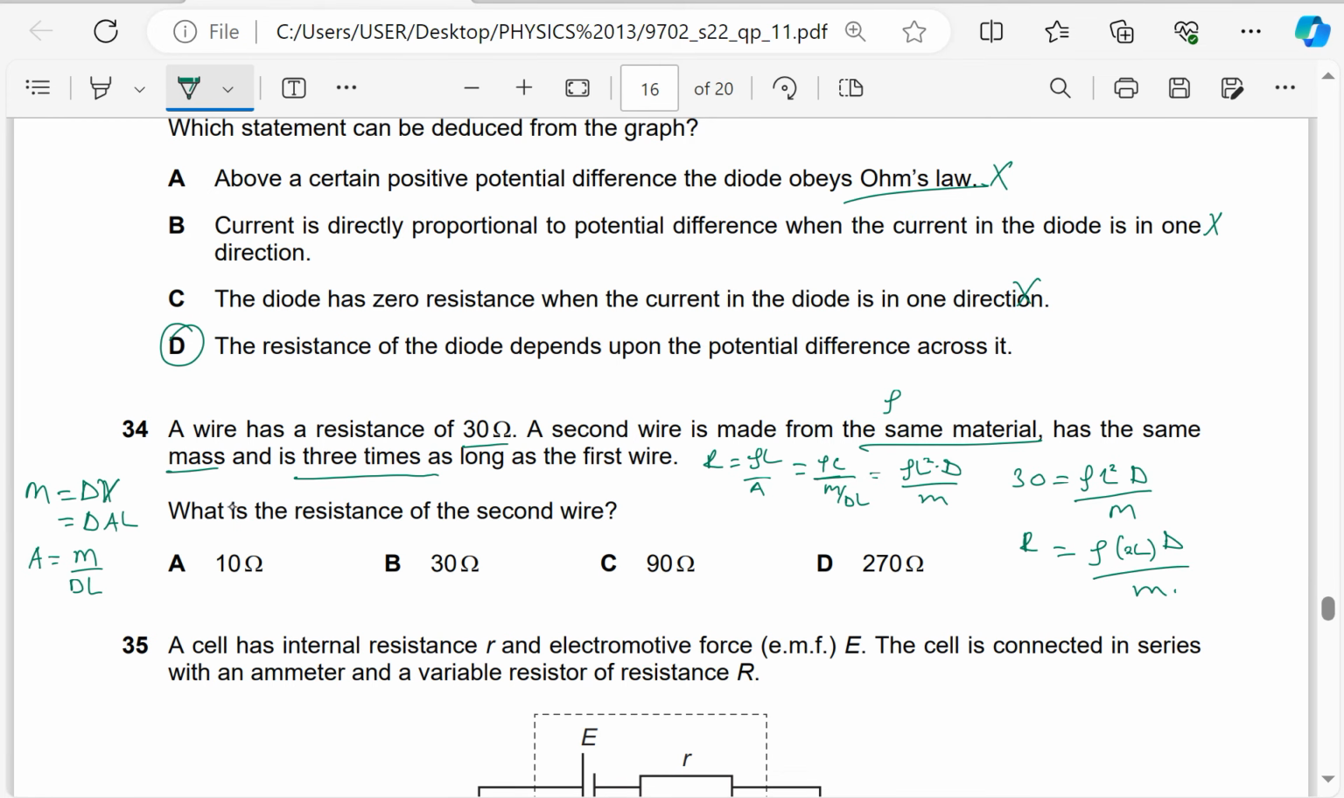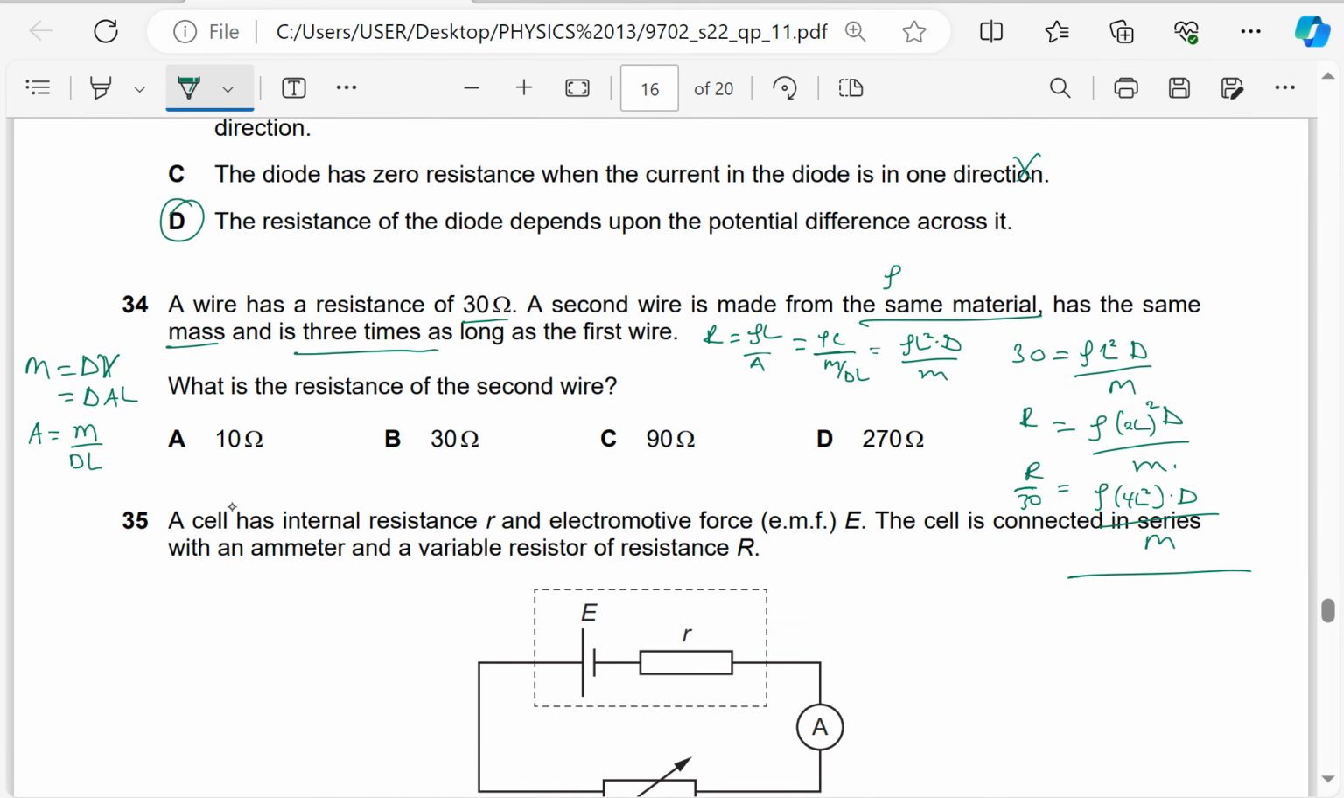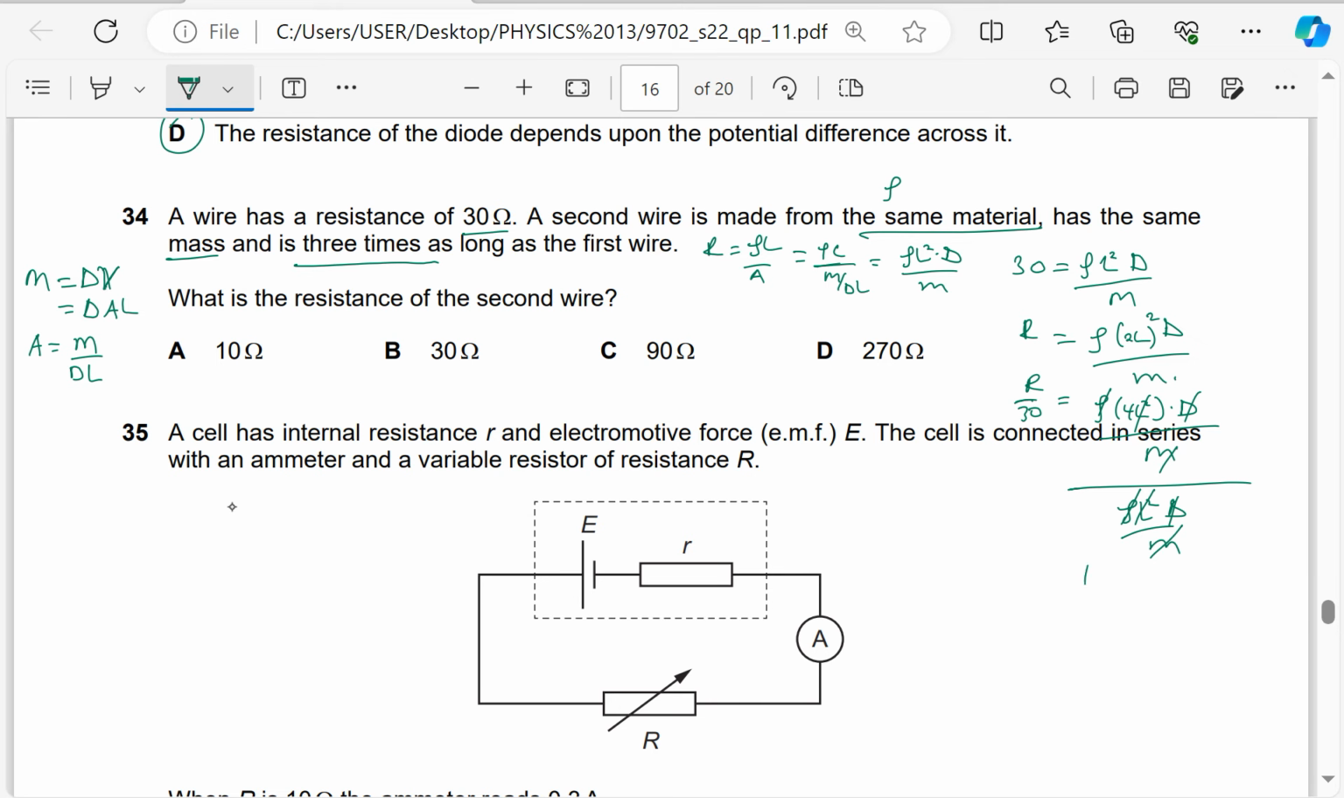So when you compare the two equations, or when you divide, you have that R divided by 30 is equal to, remember this was squared, rho into 4L squared times D over M, then again divide by rho L squared times D over M. So M cancels, L squared cancels, D cancels, rho cancels. I'm only remaining with 4. So R over 30 is equal to 4.